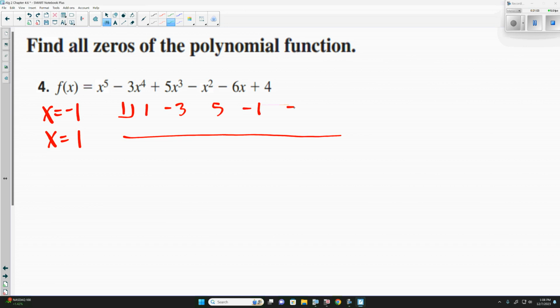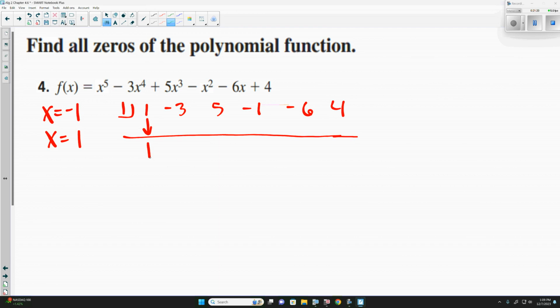We can check to see if it does repeat. So we'll use it twice and see if it works twice. So we'll set up our synthetic division, our constants, our coefficients and the constant term.